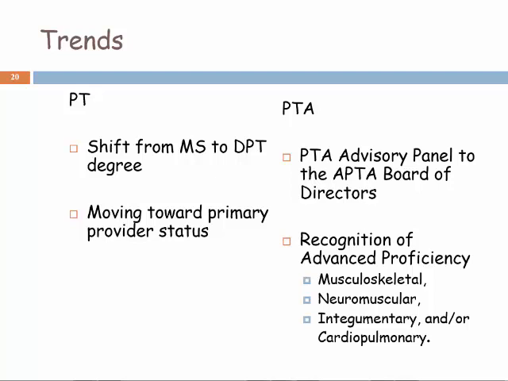In addition, for the PTA, there is the possibility of recognition of advanced proficiency. This recognition of advanced proficiency can be in 4 different areas: musculoskeletal, neuromuscular, integumentary, and/or cardiopulmonary. This credential adds acknowledgement of a level of expertise. Be clear, however, that this is different than the American Board of Physical Therapy Specialty Certification for PTs, as discussed earlier.